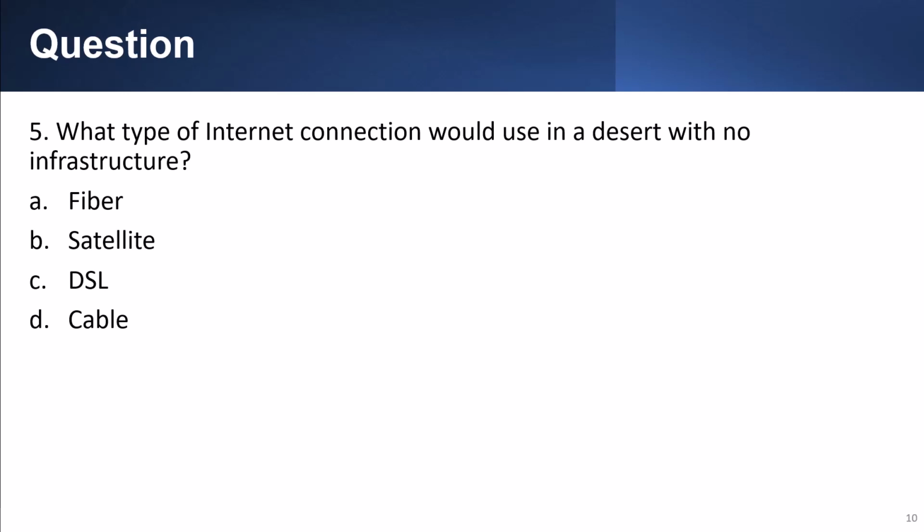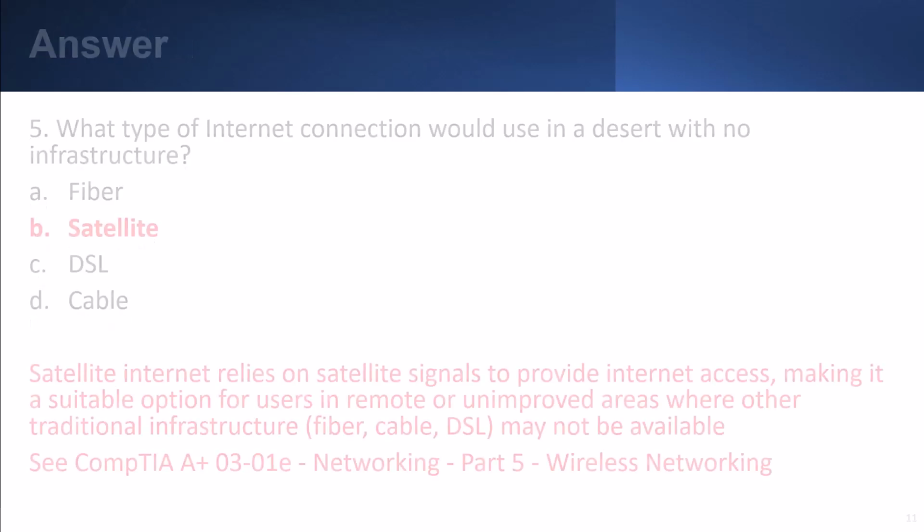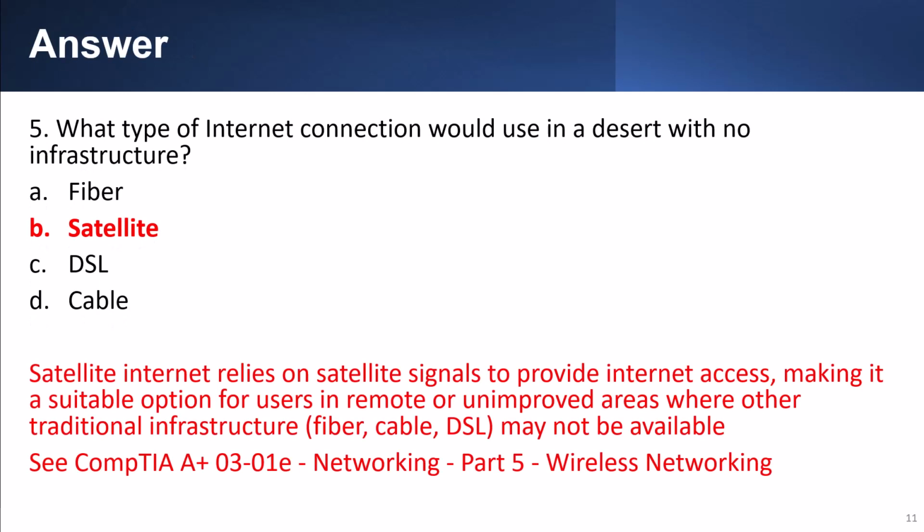Question 5. What type of internet connection would you use in a desert with no infrastructure? Answer: satellite. Satellite internet relies on satellite signals to provide internet access, making it a suitable option for users in remote or unimproved areas where other traditional infrastructure such as fiber, cable, and DSL may not be available.